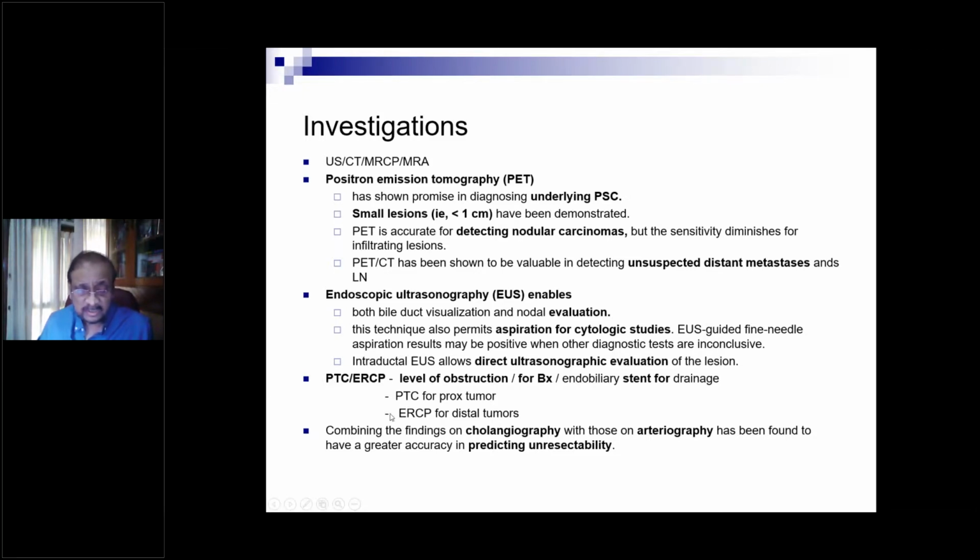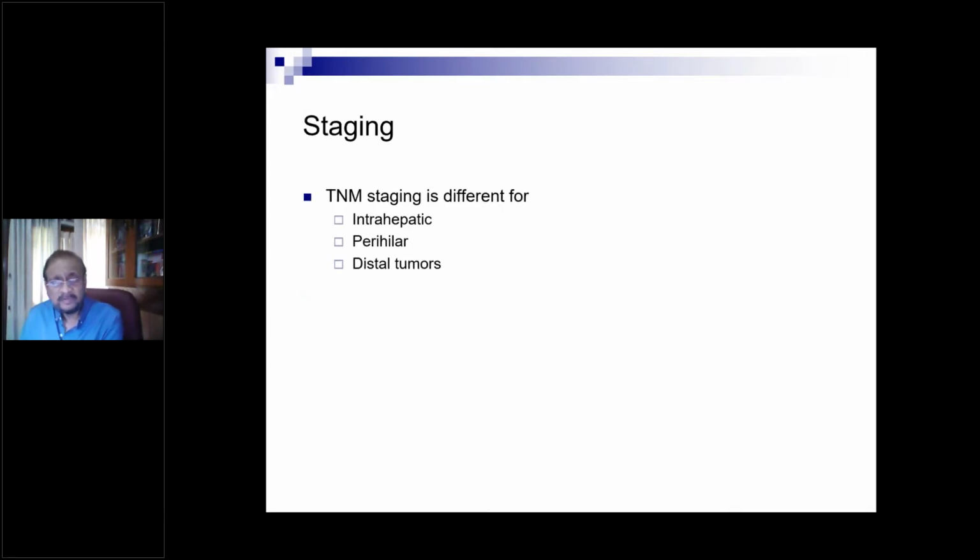If it is distal, then you go ahead and do an ERCP for a distal tumor, to find the level of obstruction for biopsy, because you want to take a biopsy, and for biliary stenting for drainage. Combining the findings of cholangiogram and arteriography, that is MRA and cholangiography, has been found to be a combination which is very good to decide whether you can go ahead and do a surgical resection, or it predicts unresectability in that particular patient.